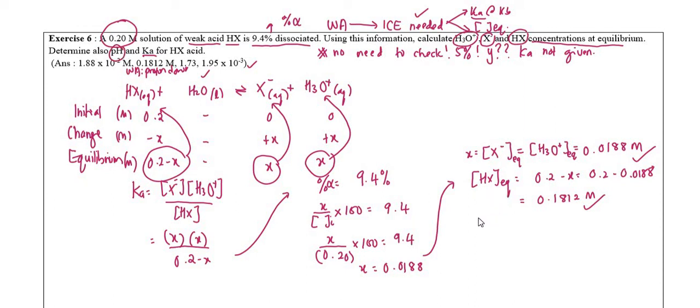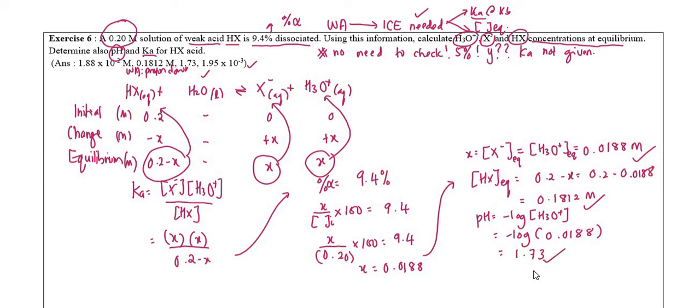Next, we find the pH. How do you get the pH? pH equals negative log concentration of H3O plus. Why do I write H3O plus? Because in your dissociation equation, you write H3O plus. Negative log 0.0188 gives 1.73. This is your answer.